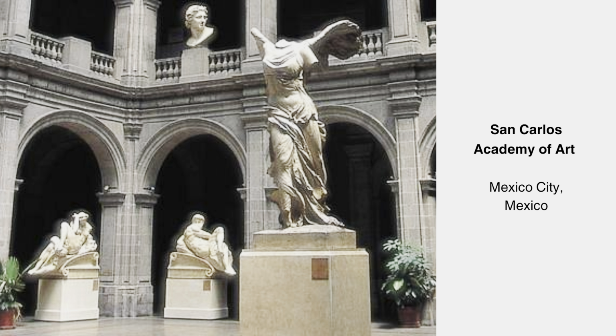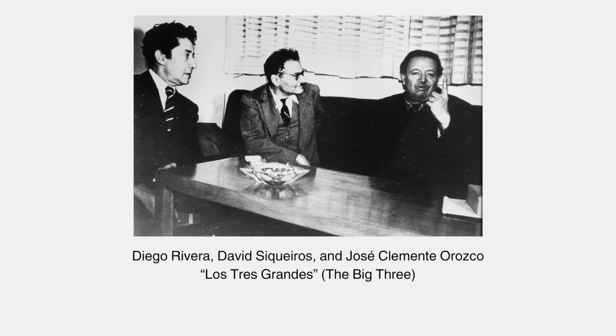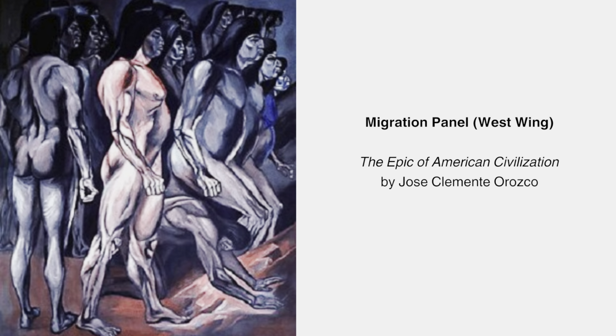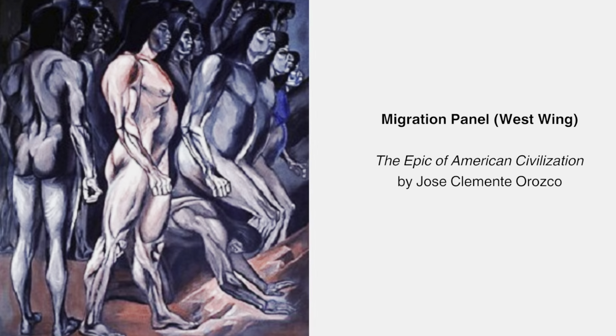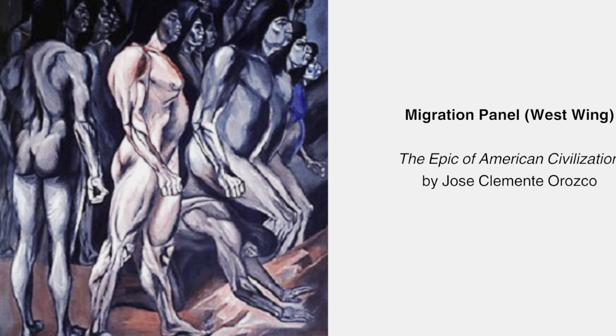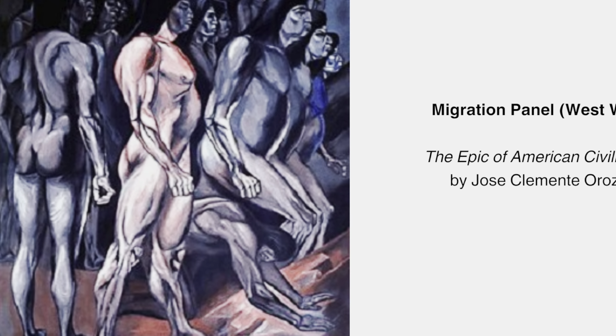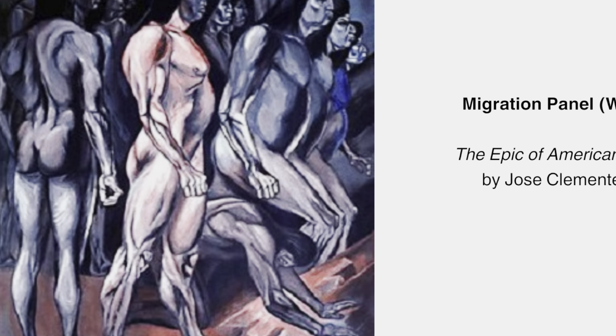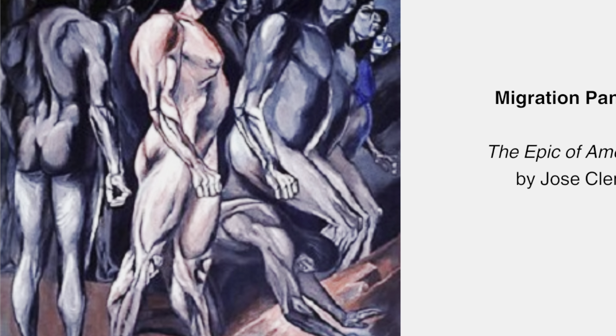Orozco was a key figure in the Mexican muralist movement, alongside Diego Rivera and David Siqueiros. His work often depicted the struggles and injustices faced by the working class, utilizing bold colors and dynamic compositions to convey powerful messages. One of his most significant works is The Epic of American Civilization, a series of 24 fresco panels created between 1932 and 1934 at Dartmouth College, which I will now introduce.